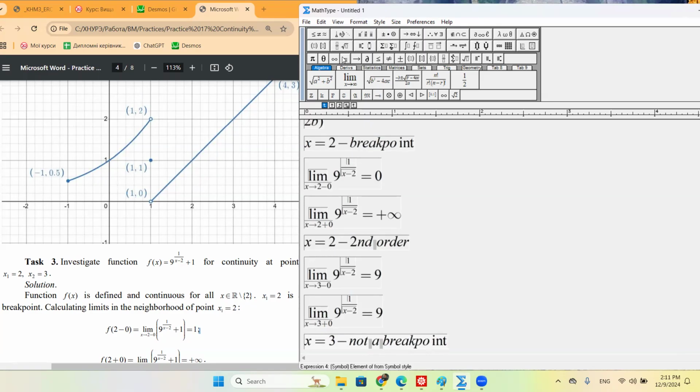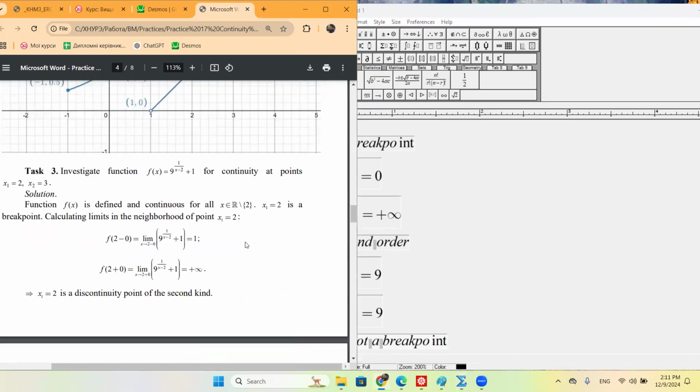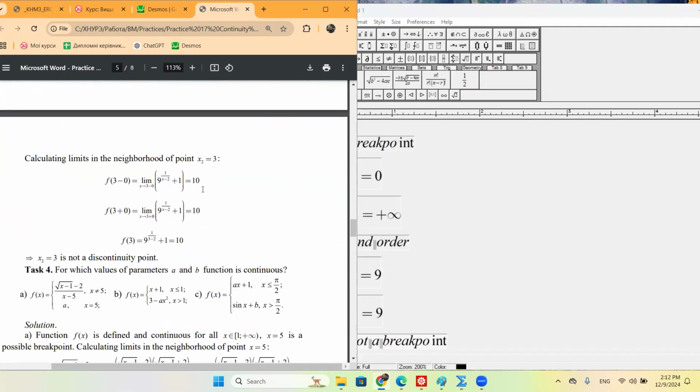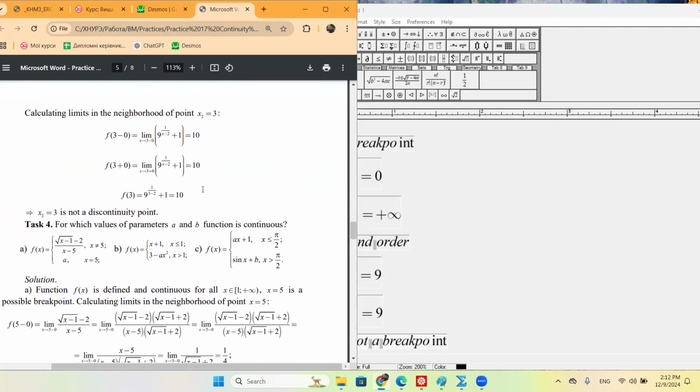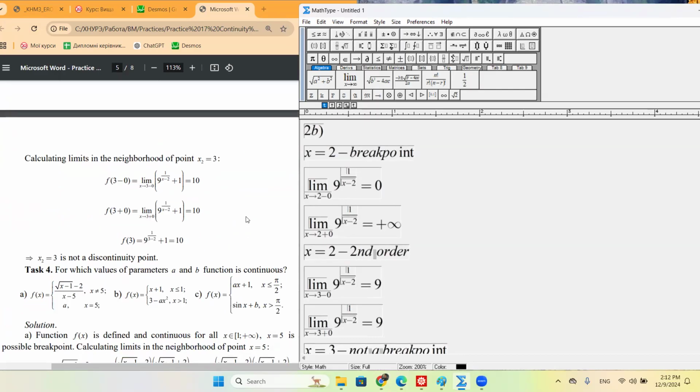Any questions about this task? If 3 is not a breakpoint, for what purpose did we substitute? In our case, it was just a requirement, and that's it. Okay, I understand. Thank you. So it depends on the task. What was required, we did.